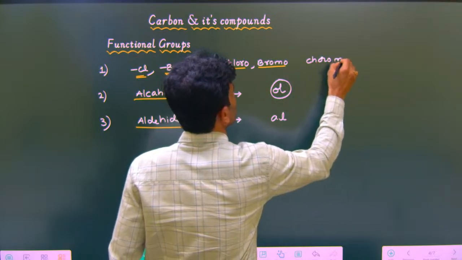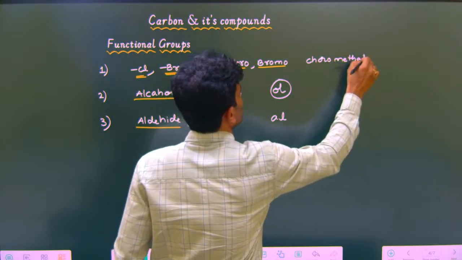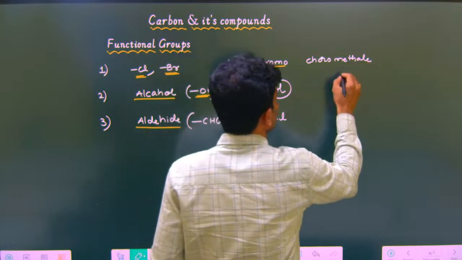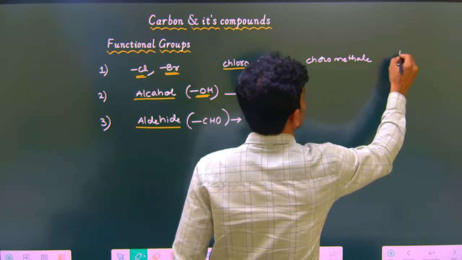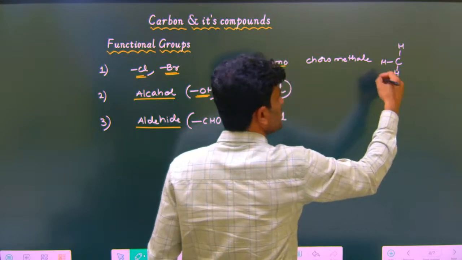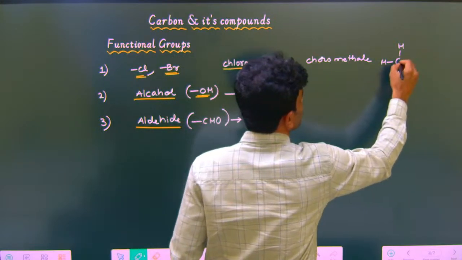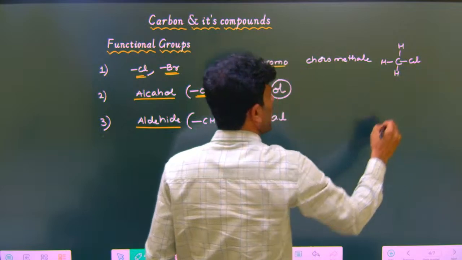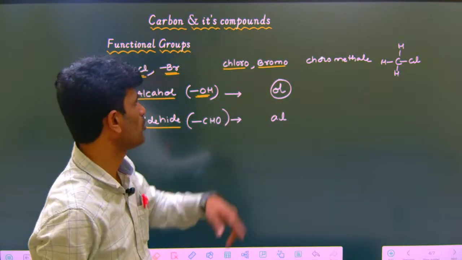Chloromethane. How will its structure be? Like CH. If it is methane, one more hydrogen will be there, but instead of hydrogen we will be having chlorine. And that is what? Chloromethane.